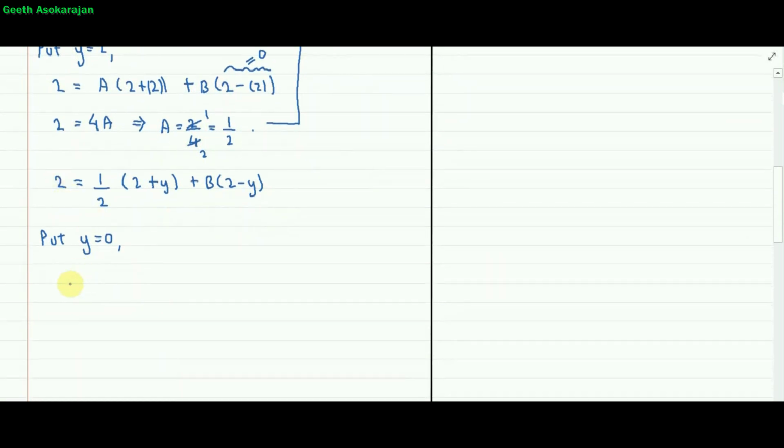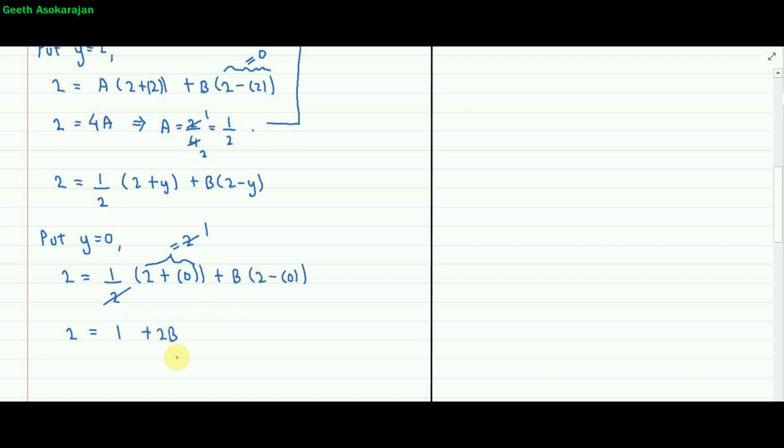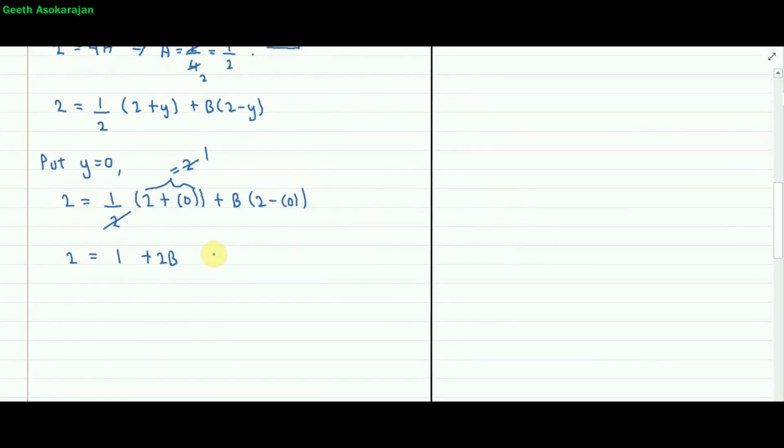By putting y equals 0, we got 2 on the left, equal to 1 over 2 into 2 plus y replaced by 0, plus B into 2 minus y replaced by 0. If we simplify further, 2 is equal to 2 plus 0, so that is 2, and half of 2 would be 1, plus B times 2 is 2B. If I rearrange further, taking the 1 to the opposite side, 2B is equal to 1, and therefore the value of the constant B is also half.